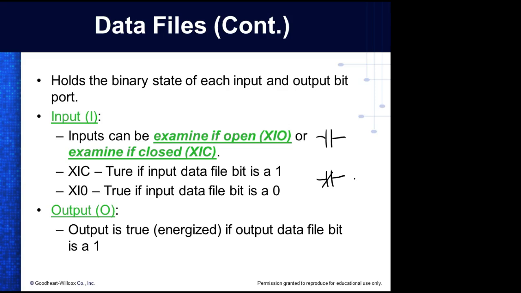If you use an examine if closed, if a 1 is in that bit inside the data file, it says it's true. If you're using the examine if open, if there's a 0 in the bit for the data file, it sees that as true. And this only applies to physical input devices.